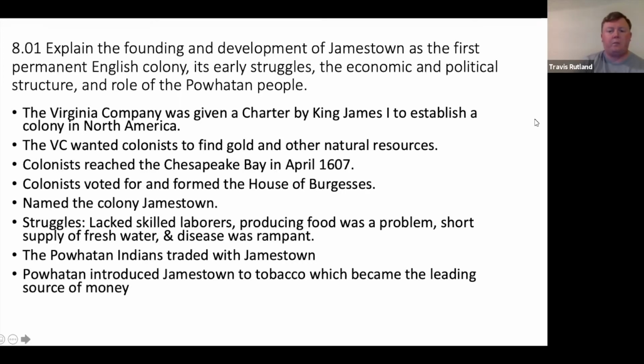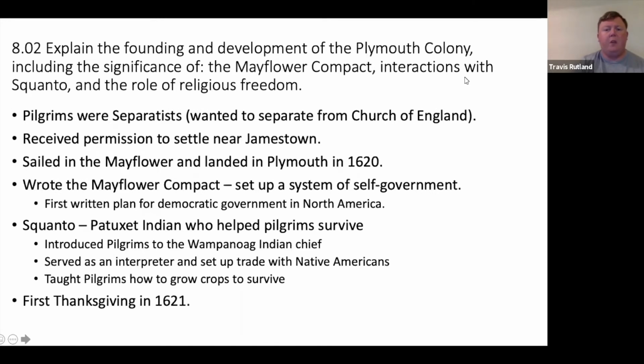Next, 8.02: we're going to explain the founding and development of the Plymouth colony, including the significance of the Mayflower Compact, interactions with Squanto, and the role of religious freedom. Pilgrims were separatists, meaning they wanted to separate from the Church of England. So they came to America in search of religious freedom. They received permission to settle near Jamestown from the Virginia Company, and they sailed in the Mayflower and landed in Plymouth in 1620. They wrote the Mayflower Compact, which set up a system of self-government. It's the first written plan for democratic government in North America.